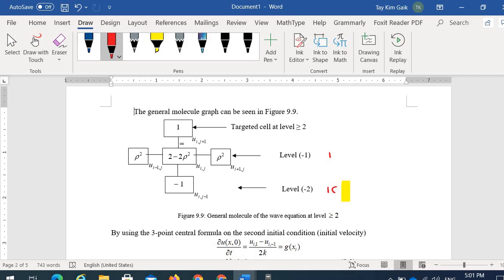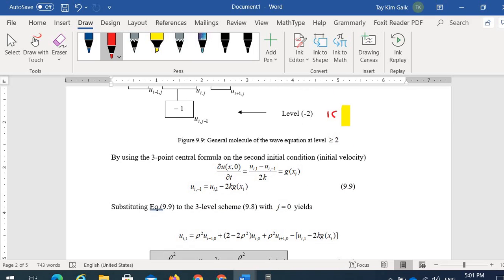To get level 1, remember we got the second initial condition, which is the initial velocity del u del t, when t equal to 0, at any position x, given by the function g(xi). If initial velocity is 0, then g(xi) equals 0, then it will be easy, ui1 will be equal to ui minus 1. We have a general case, let's say the initial velocity is g(xi).